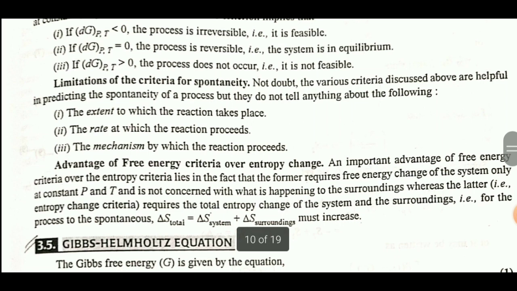Limitations of the criteria for spontaneity. No doubt, the various criteria discussed above are helpful in predicting the spontaneity of a process, but they do not tell anything about the following. First, the extent to which the reaction takes place. Second, the rate at which the reaction proceeds. Third, the mechanism by which the reaction proceeds.